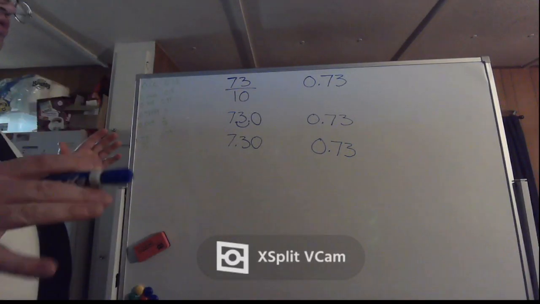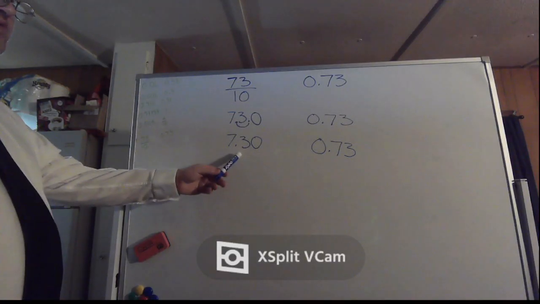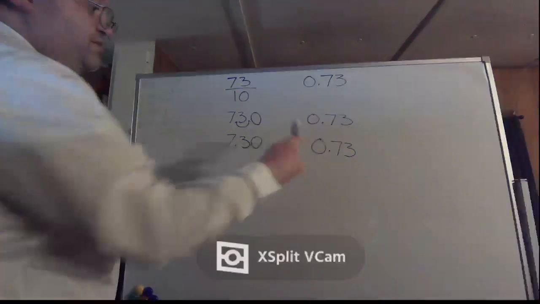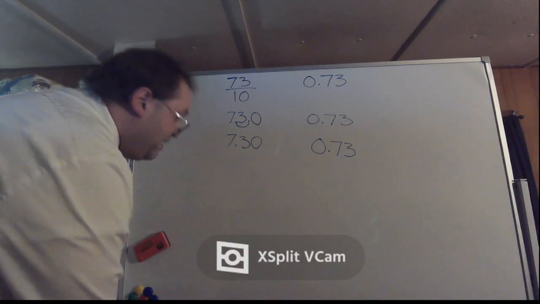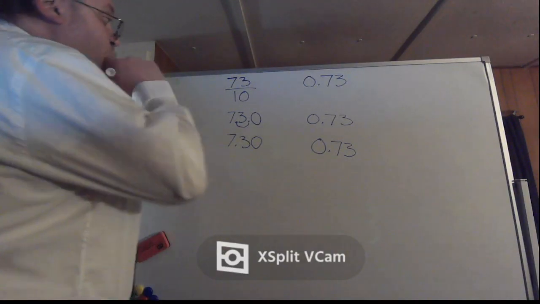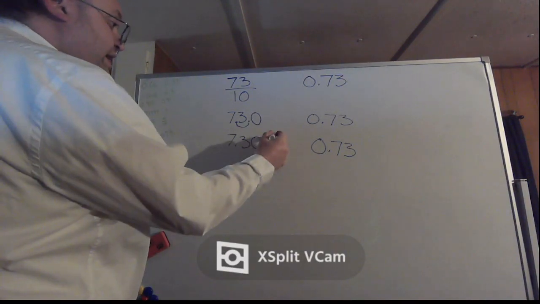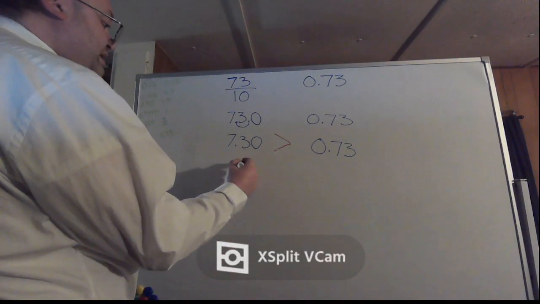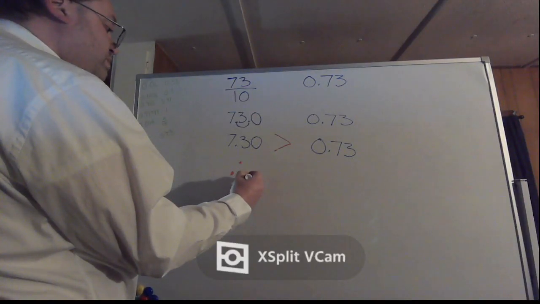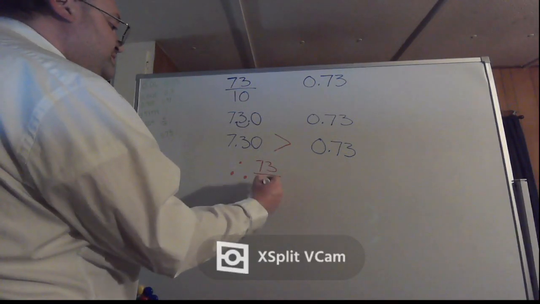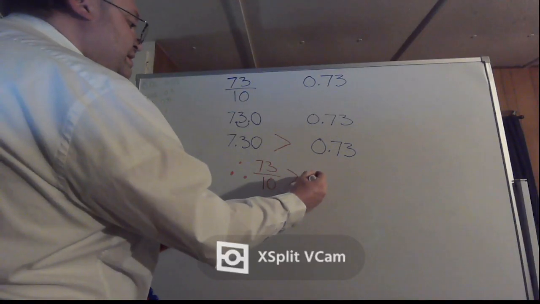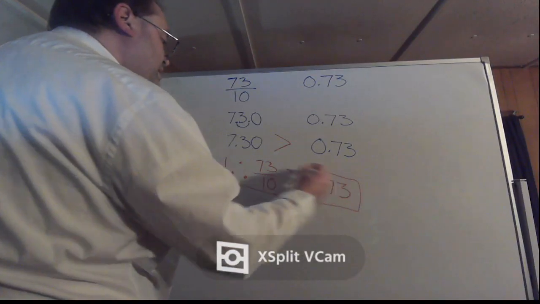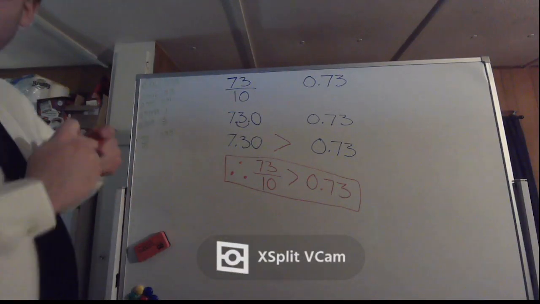Well, we don't have to do a whole heck of a lot here. We see we have 7.30 and 0.73. We have a whole number of 7, a whole number of 0. We don't have to go any further. We can automatically go ahead and determine that 7.30 is greater than 0.73. Which would mean, therefore, 73 tenths is greater than 0.73. That would be your answer.